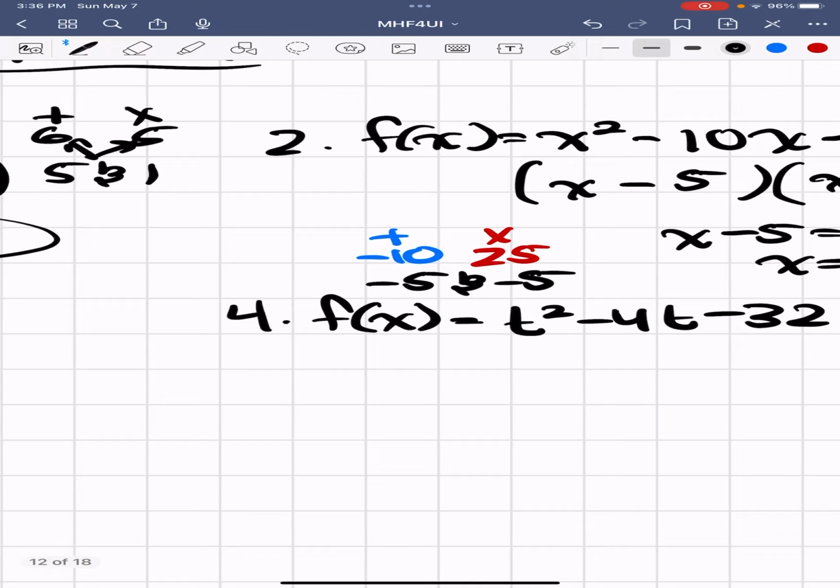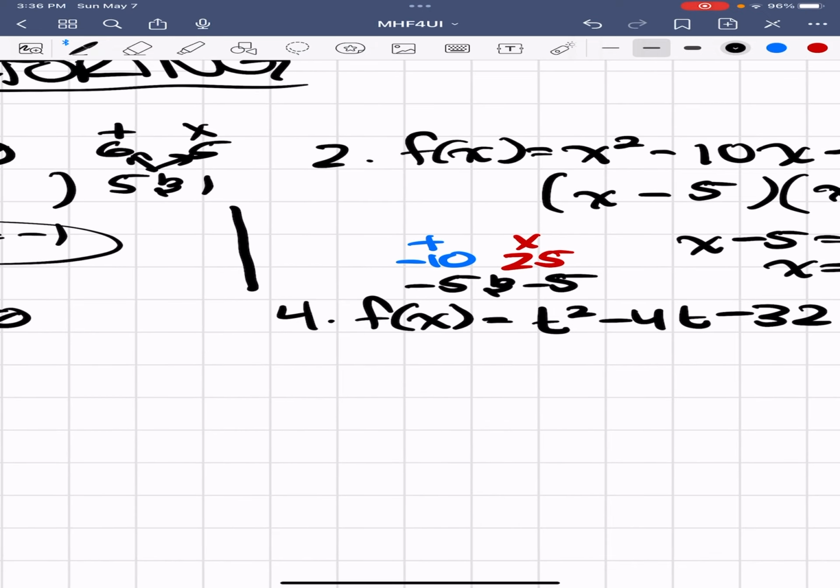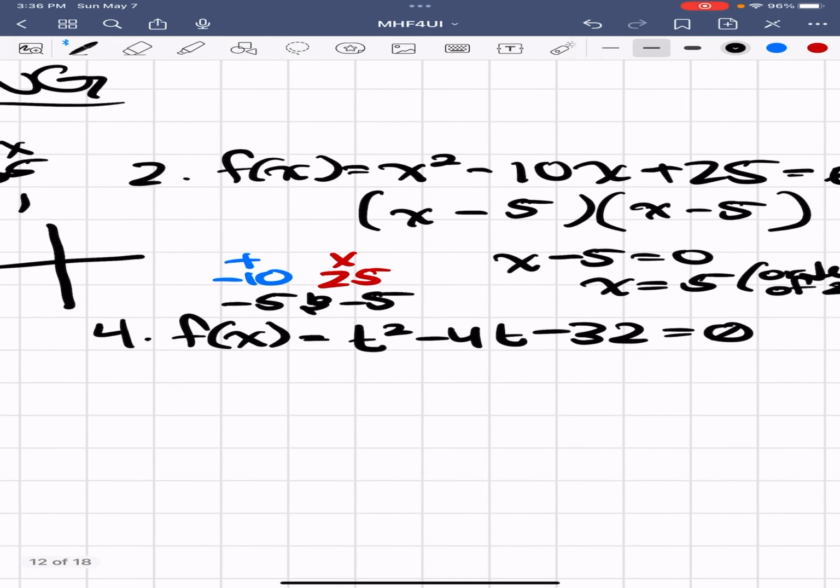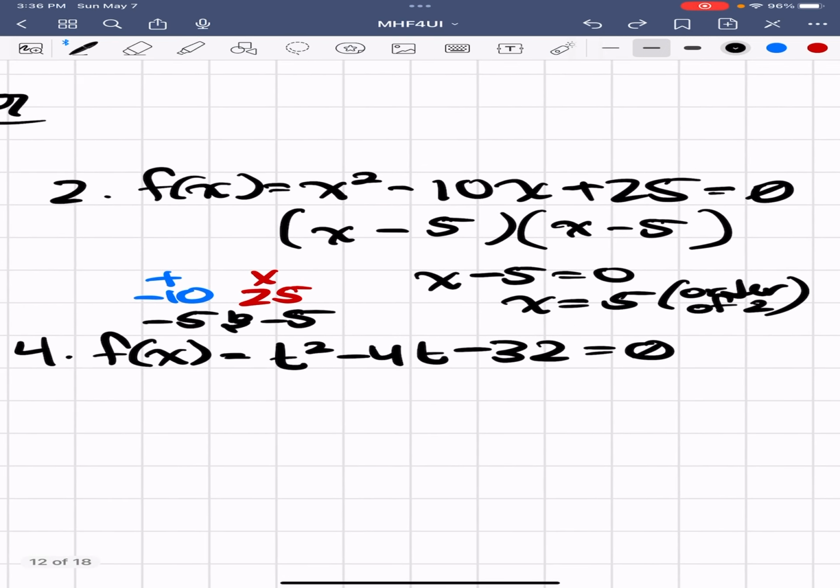So that means if we were to graph this, it's a quadratic equation, which means it would bounce. Hold on, I'll show you up here. Which means it bounces off the x-axis. That's what order of 2 means.